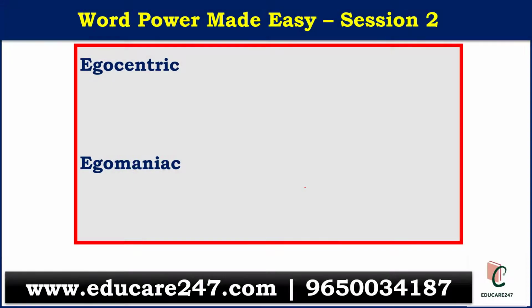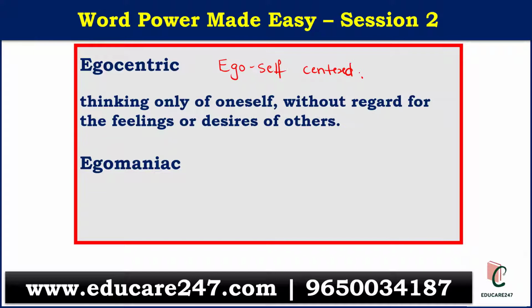So our first word here is egocentric. Egocentric has two words. It's ego, which means self, and centric, as we know, is centered, so centered around himself. Egocentric will basically mean thinking only of oneself without regard for the feelings or desires of others. Someone who only thinks about himself and doesn't care about any other person's feelings will be termed as egocentric.